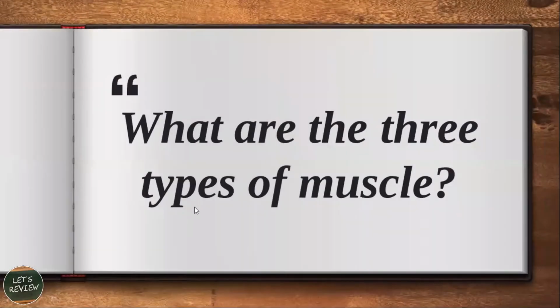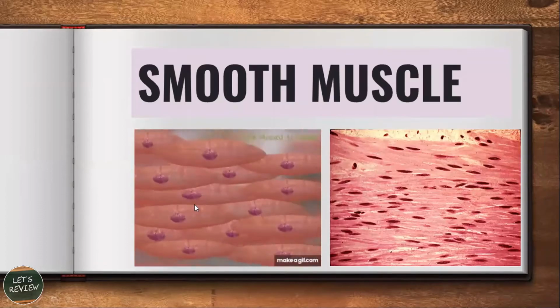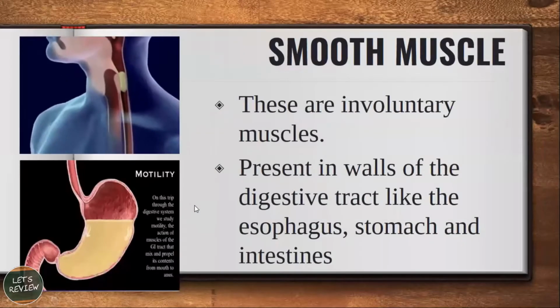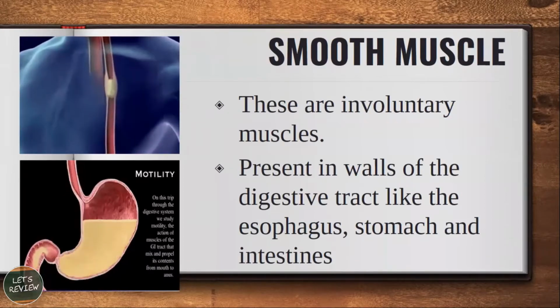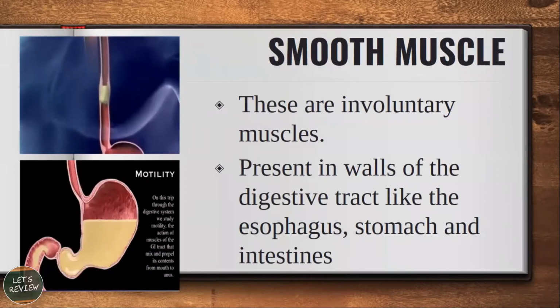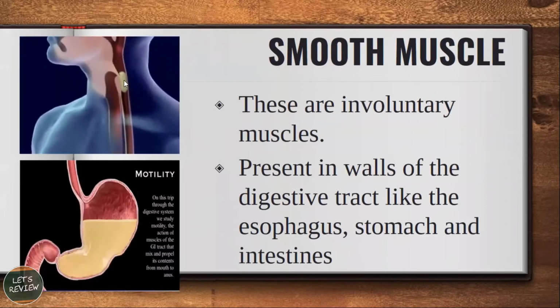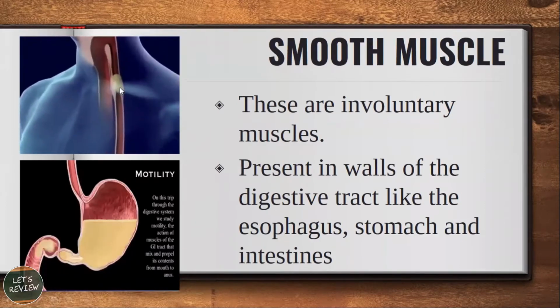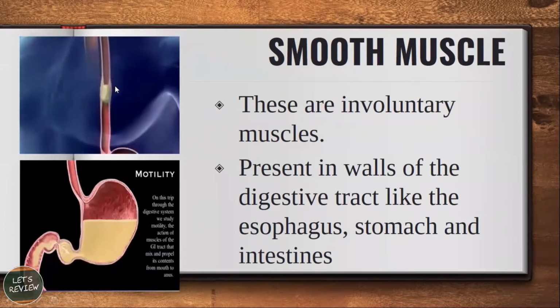What are the different types of muscles? So we have three major types of muscle. Beginning with number one, we call it the smooth muscle because they are involuntary muscles. They are present in the walls of our digestive tract. Example, in the esophagus. When you swallow the bolus, it tends to move accordingly in the process called peristalsis.